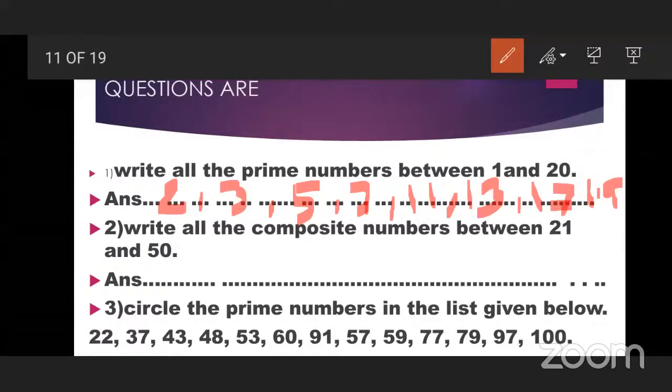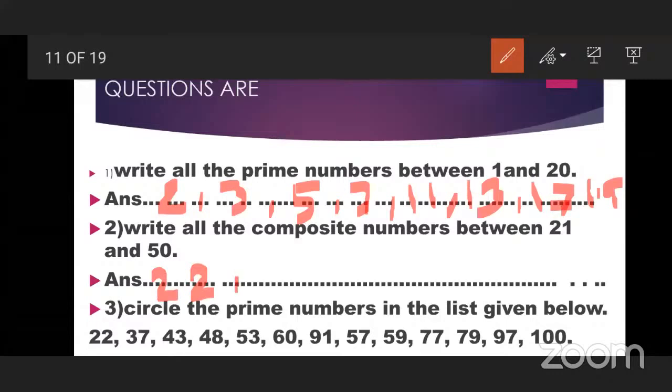Very good. Now let us see the next question: write all the composite numbers between 21 and 50. We know composite number means what? More than 2 factors. So very easy. We have 22. Yes, very good, 22.